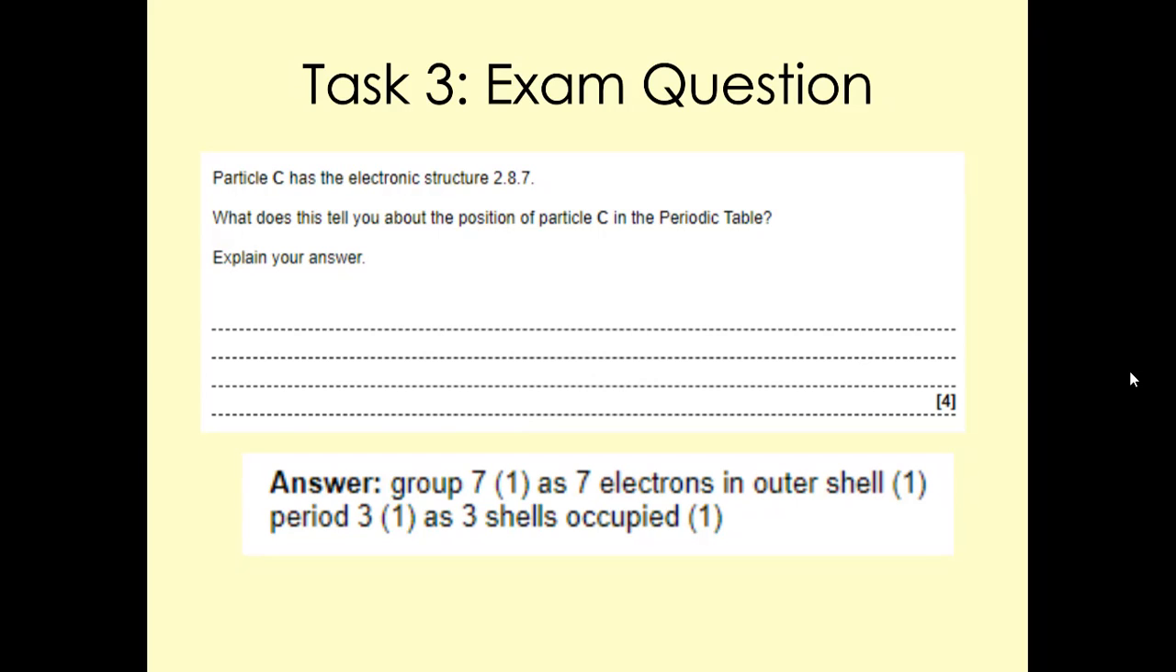Okay, so the answer was, in terms of group, that it's group 7, and that's because there are 7 electrons in the outer shell. And that it was period 3 because there are 3 shells occupied. And we know there are 3 shells occupied because when you see the electronic structure written out like that, it's got 3 different numbers.